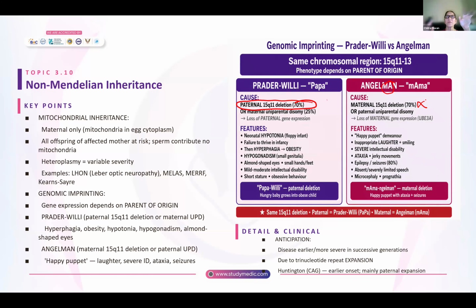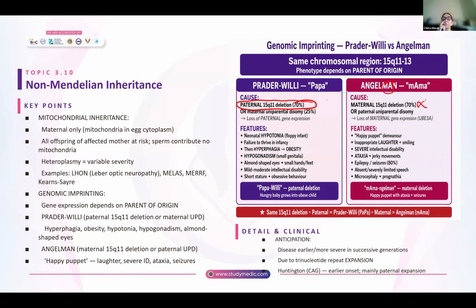So the important thing to remember here is that in Prader-Willi, there is paternal deletion. The genes that are coming from the father are the ones that are destroyed, or there is no expression of paternal genes. Whereas in Angelman, the genes from the mother are destroyed, and the genes from the father get expressed.